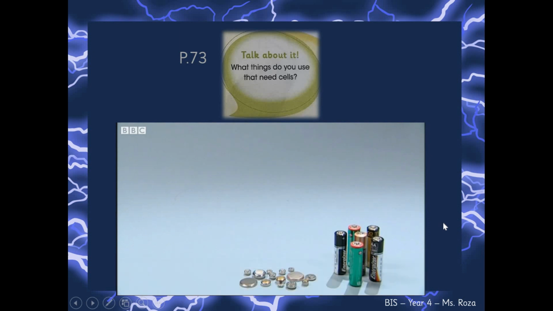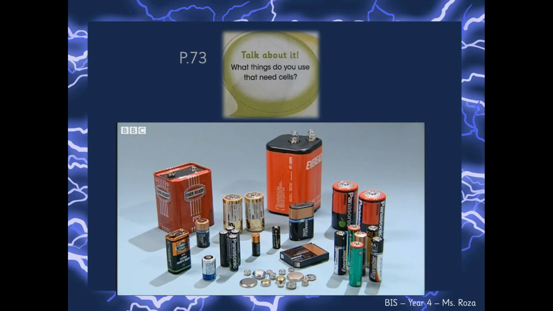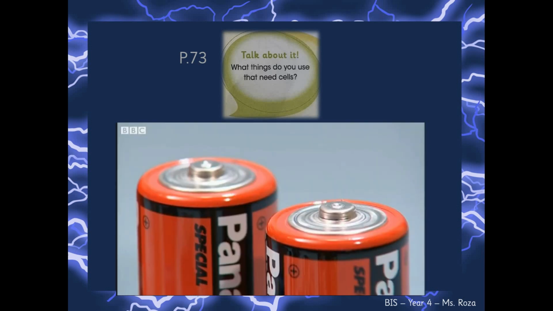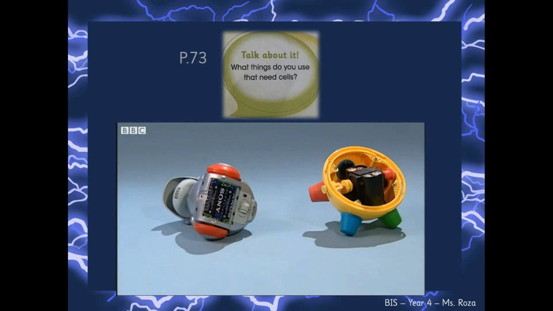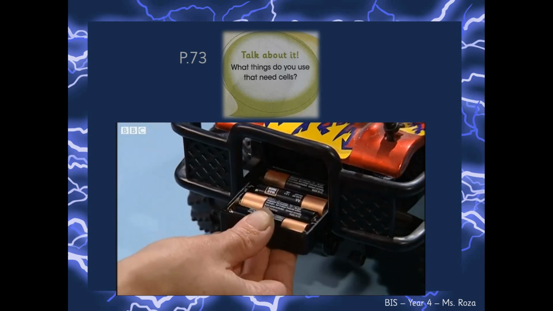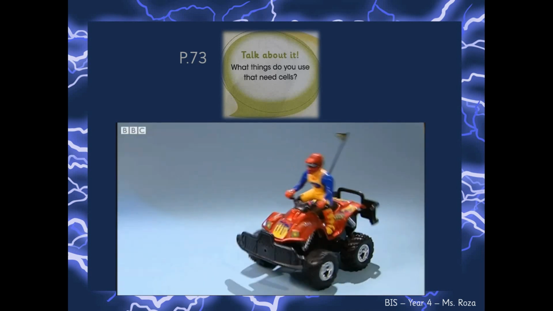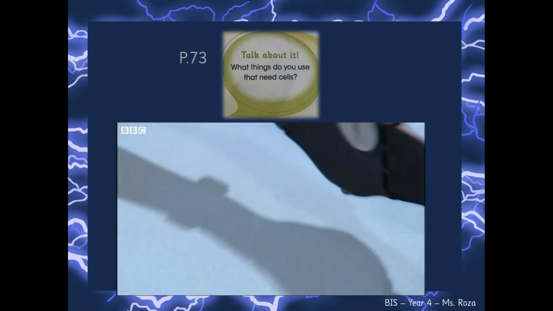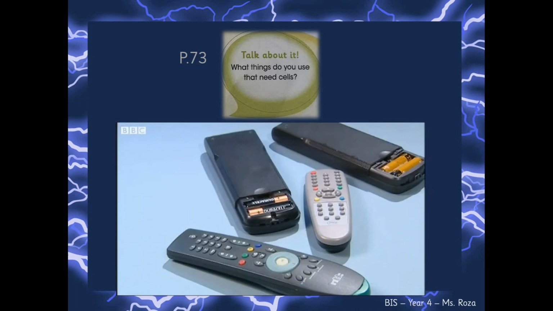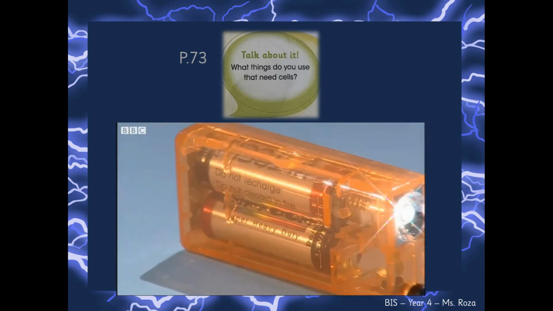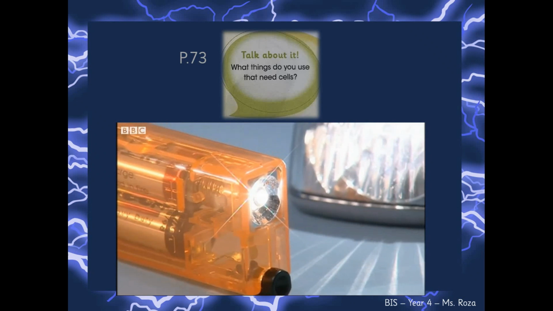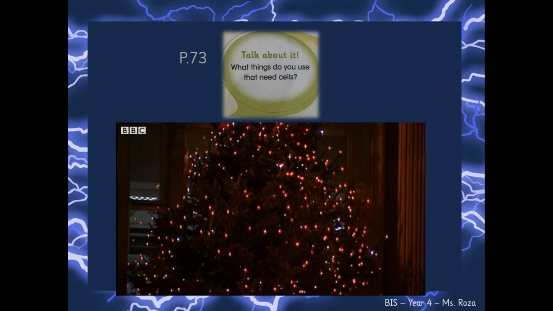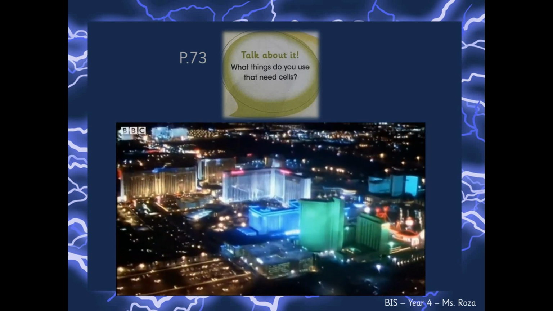Batteries come in all different shapes and sizes, and we use them to make lots of things work. Batteries can be used together to provide more power to drive things. There are tiny batteries for watches, larger ones for remote controllers, torches, and these fairy lights. But imagine how many batteries you would need for these lights.